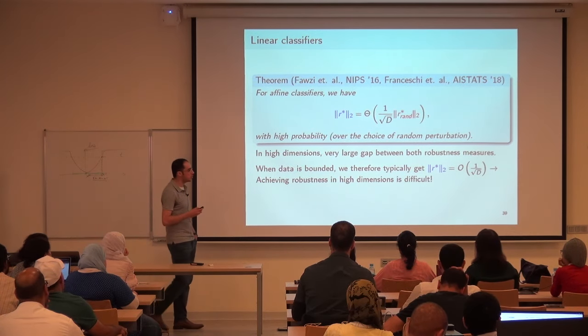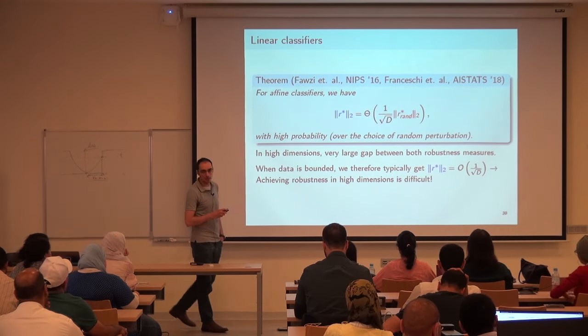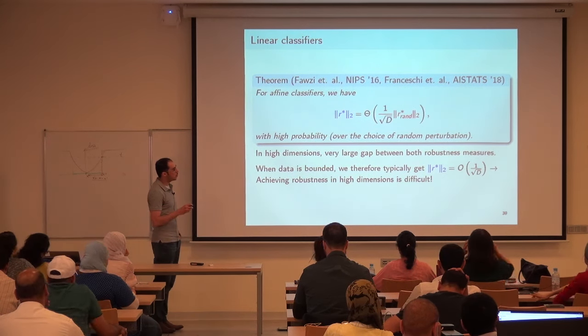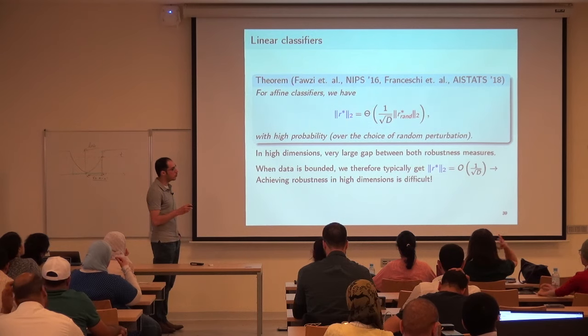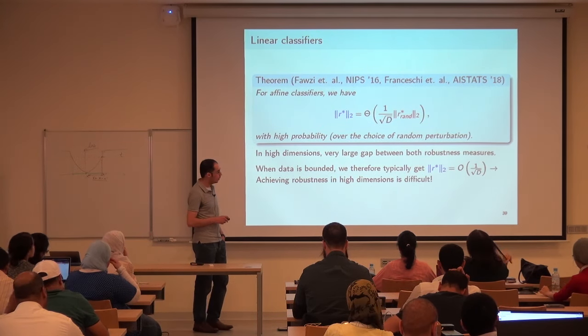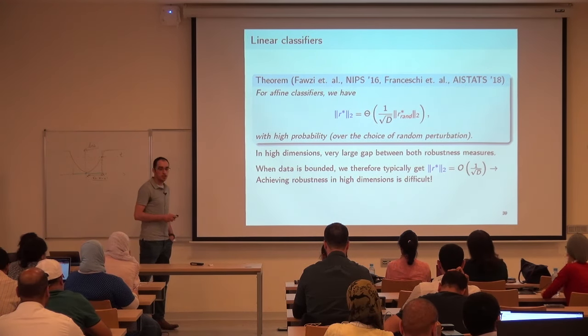So for example, if you consider the task of ImageNet, where you have, so 1 million pixels, so 1 megapixel basically, then there is a factor of 1,000 between robustness to adversarial perturbation and robustness to random noise. And this is really something that we see in practice. If you add random noise, you're not going to fool your classifier. If you optimize for it, you're going to fool your classifier.